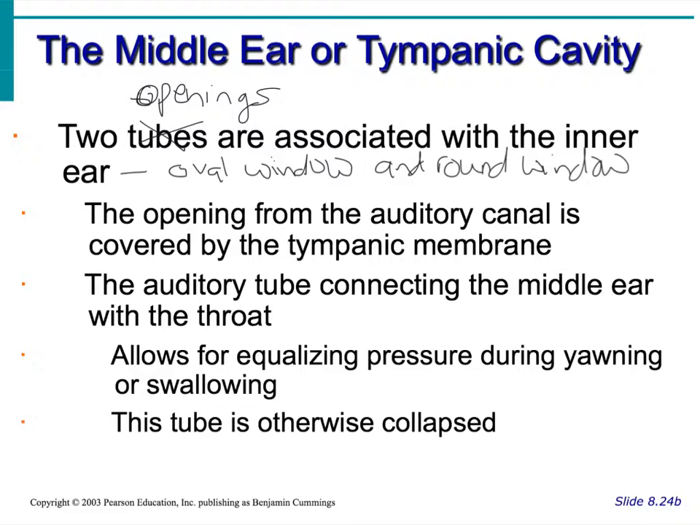The tube, unless you're equalizing pressure, is collapsed. There's an interesting homeostatic imbalance in your textbook about ear infections in children, and supposedly this auditory tube is more horizontal in children, so it doesn't drain well, and sometimes kids have to get a little tube put in their ear. This is called a myringotomy, and they stick it in your eardrum, and that lets the pus that builds up, inflammation inside your ear, drain out.